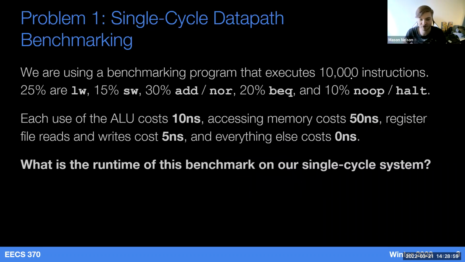All right. So to start us off, we're going to start off with a benchmark, right? And a benchmark is a test program that's supposed to be pretty large and representative of other types of regular programs that we might run on our processor. So we have a benchmark here that we're saying is going to have similar ratios of instructions to whatever normal things we might run on our processor. So for this benchmark, we have 25% of our 10,000 instructions being LW instructions, 15% being SW, 30% some sort of calculation instruction, 20% branches, and then 10% that are no-ops or halts. I don't know why we have a bunch of no-ops since they're usually pretty pointless, but we have them there just for fun.